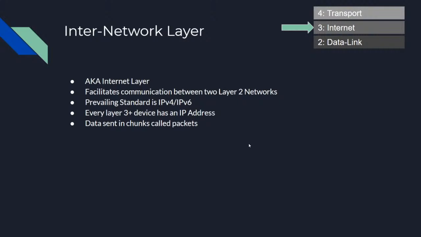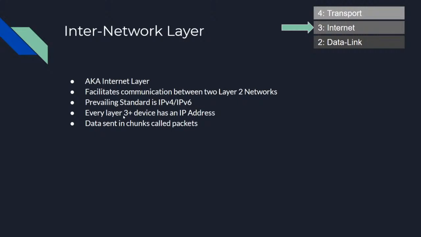So you have to reduce your network size so that doesn't happen every time for every device on the earth. The prevailing standard for the IP or internet layer is IPv4 and IPv6. IPv4 is something we're trying to kill off because we're already out of IPv4 addresses, but IPv6 is not catching on yet. IPv6 is better in every way, but people are stubborn and we're still using IPv4 to this day. And every layer 3 or higher device has an IP address.